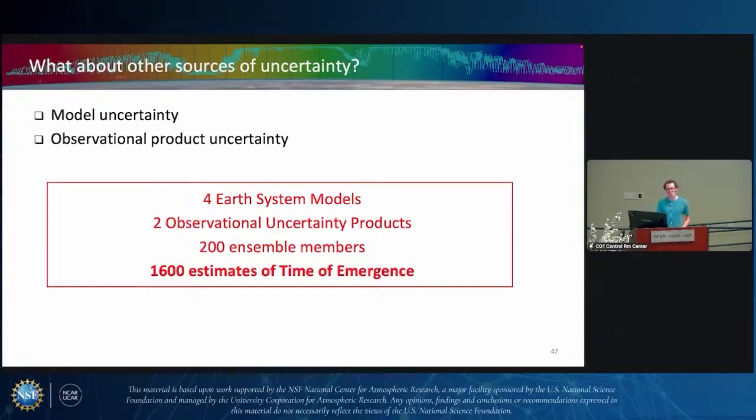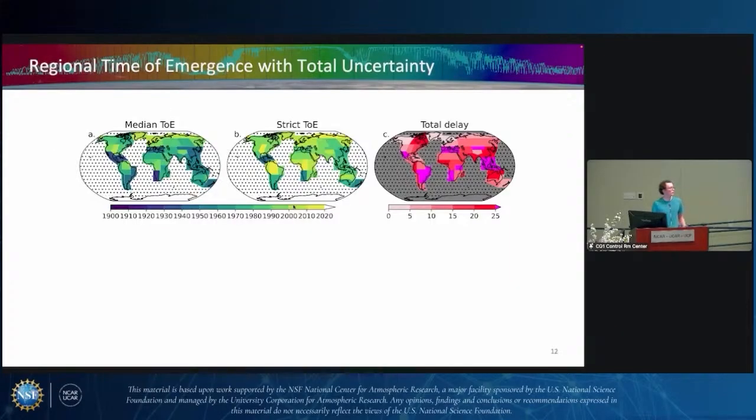And so now, if we show this plot of median, strict, and total time of emergence, our delay here is not just due to observational uncertainty, it's due to all of these different sources of uncertainty that we've combined in this new, larger ensemble. And so we see that our delays are much larger, and they've shifted largely towards being in excess of 1, 2, if not more decades. All of these sources of uncertainty are clearly important to account for when answering this question.